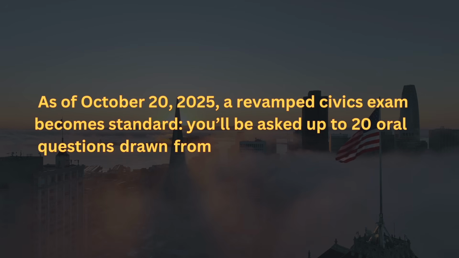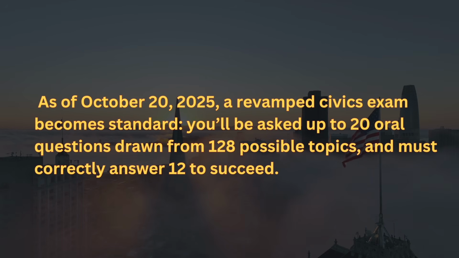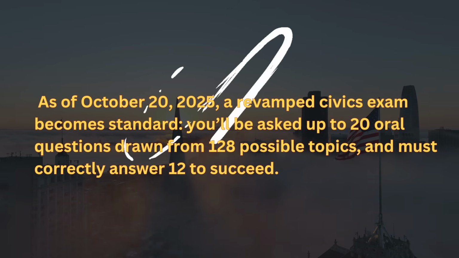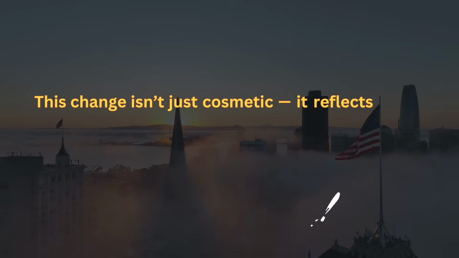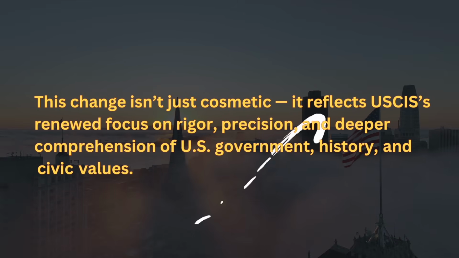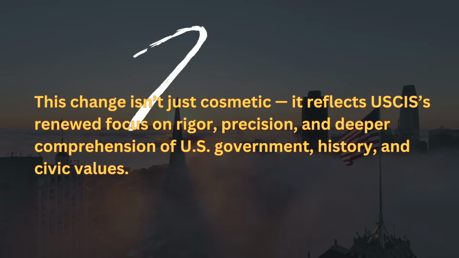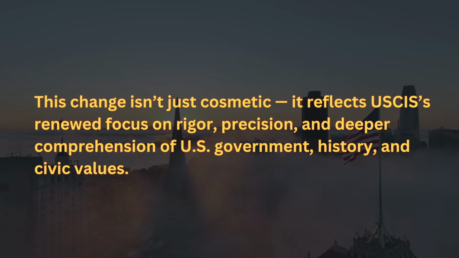As of October 20th, 2025, a revamped civics exam becomes standard. You'll be asked up to 20 oral questions, drawn from 128 possible topics, and must correctly answer 12 to succeed. This change isn't just cosmetic, it reflects USCIS's renewed focus on rigor, precision, and deeper comprehension of U.S. government, history, and civic values.